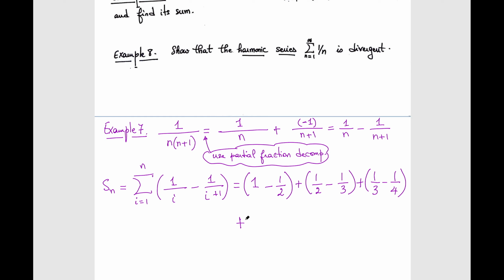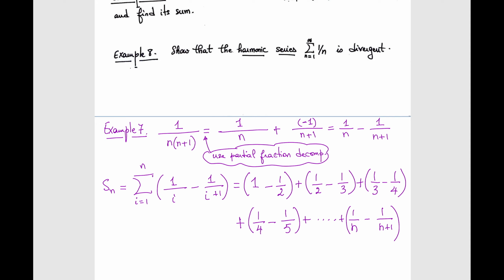Plus, what's the next one, the fourth term, when i is 4? This is going to become 1 over 4, minus 1 over 5 when i is 4, right? Plus, and so on, all the way to the last term when i reaches the upper bound of the index, n. 1 over n minus 1 over n plus 1. Correct? This is the last term when i reaches the upper bound n. So Sn, which is the sum of the first n terms, looks like this. But take a look at that.